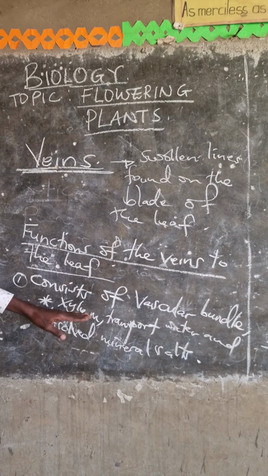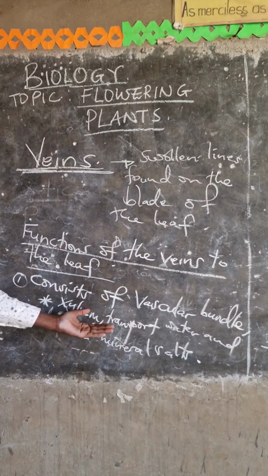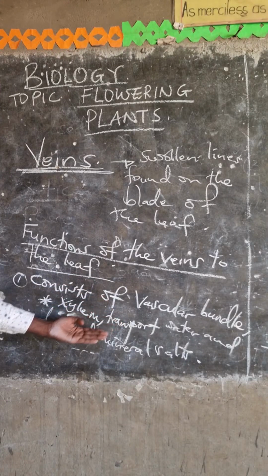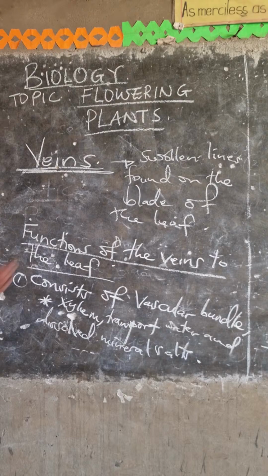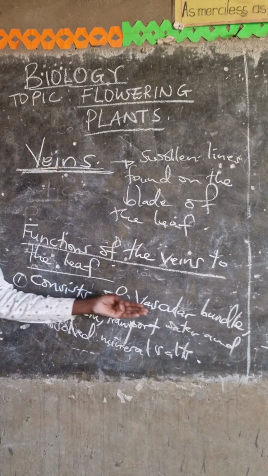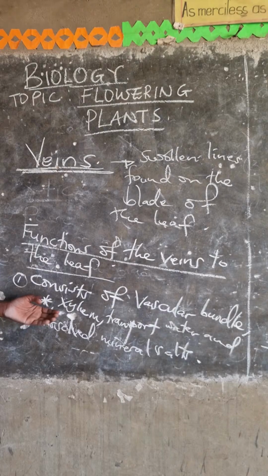The xylem transports water and dissolved mineral salts from the stem to the blade of the leaf. The phloem in the vascular bundle within the veins transmits away the manufactured food to the stems and other storage organs of the plant, the fruits and so on. These vascular bundles are found in the veins of a leaf.